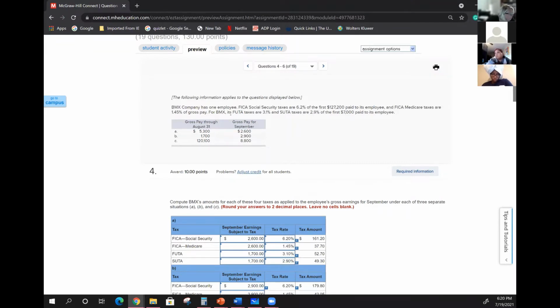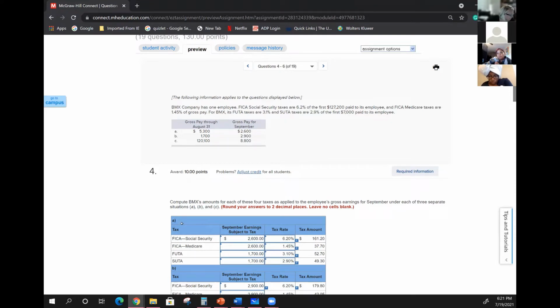For BMX, its FUTA tax is 3.1% and SUTA tax is 2.9%. So this is your unemployment tax, federal and state unemployment tax, and it's only on the first $7,000 paid to the employee. So we have 3 here, A, B, and C, 3 different scenarios. The first one tells me I have $5,300 paid through August 31, and the pay for September is $2,600. So that pay is what I'm going to use to make my calculations.